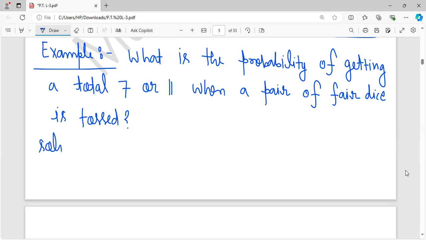So let's see its solution. A pair of dice. Pair means two dice are tossed. So what is the sample space?